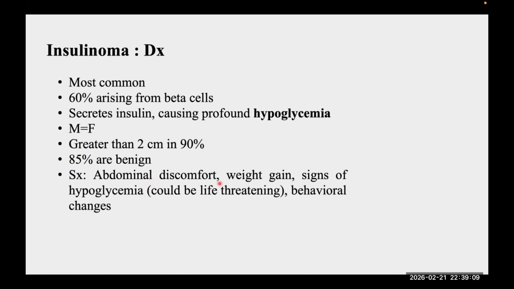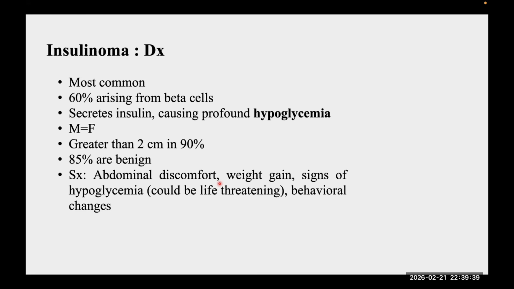Now let's start with insulinoma. It's the most common one. 60% of them arise from beta cells, because we know beta cells of the pancreas are the ones that secrete insulin, and insulin is the hormone that is released whenever our blood glucose levels are high. So it lowers our blood glucose. Now, if it's released excessively and with no reason, this will cause hypoglycemia. So it's lowering blood glucose without it being high from the beginning. So this will cause hypoglycemia.